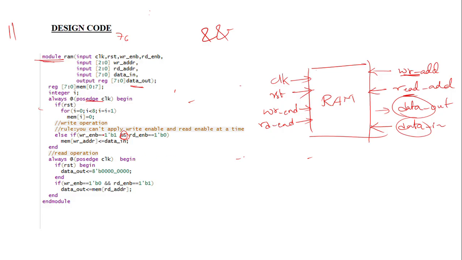If the write enable is 1, then whatever data the user has should be written inside the memory. Where we have to write is shown by the write address. So whenever the write address, the address of the memory location, comes, it is mem[write address].